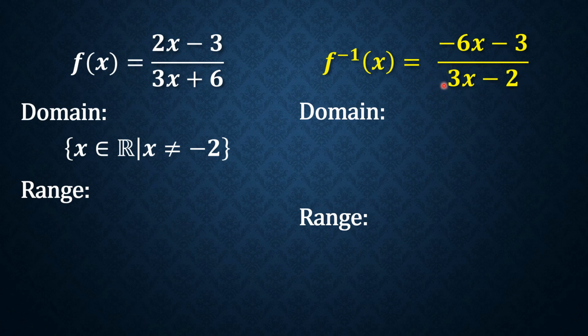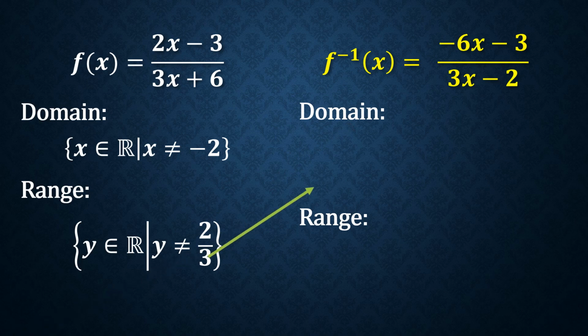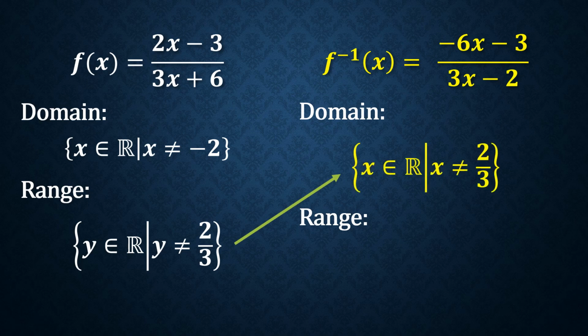So, tignan natin yung inverse function. Ano yung value ng x dito that will make the denominator equal to 0? So, what do you think? So, it's 2/3. Okay? So, all values of y except 2/3. So, that's the range. And to find the domain and range of this inverse function, let's just look at the domain and range of this original function f of x. So, for the domain, tignan natin yung sa range. So, all real numbers except 2/3. And for the range, all real numbers except negative 2.